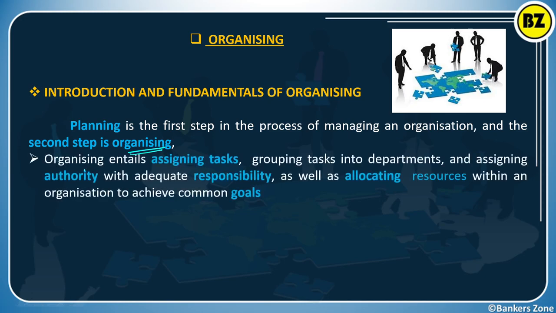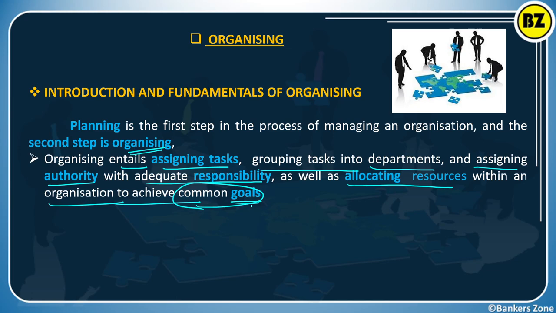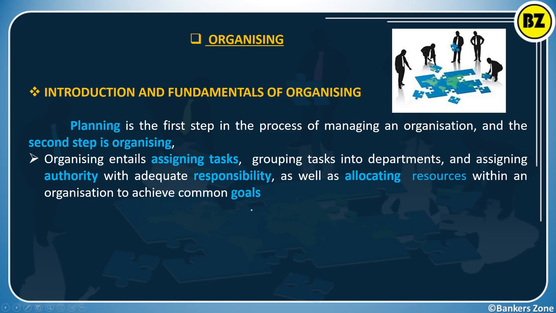Organizing entails assigning tasks, grouping tasks into departments, assigning authority and adequate responsibility, as well as allocating resources within the organization to achieve the common goal. Common goal means the goal of an organization. So what do you mean by organizing? Organizing is a broader concept. You have to assign tasks to the employees, then group tasks into departments.